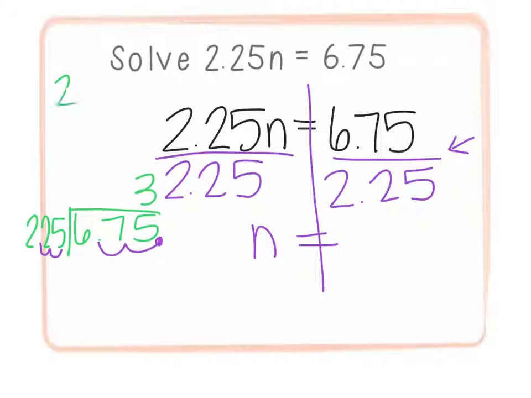And I can then do this on the side. 225 times 3. 3 times 5 is 15. Carry my 1. 3 times 2 is 6 plus 1 is 7. 3 times 2 is 6. 675 fits perfect. Bring up my decimal, 3.0. N equals 3.